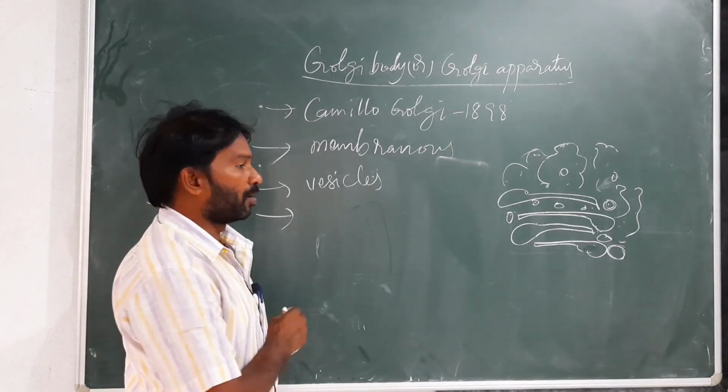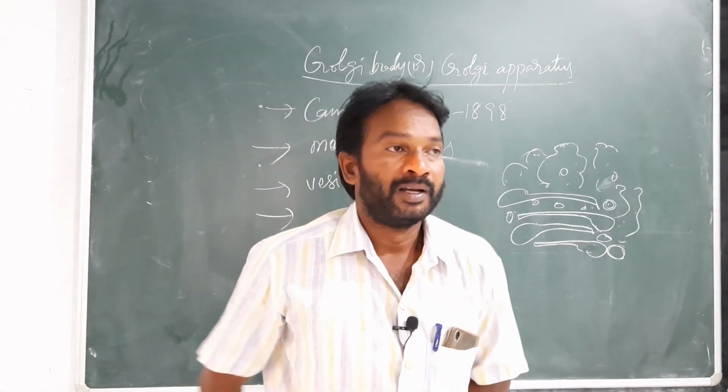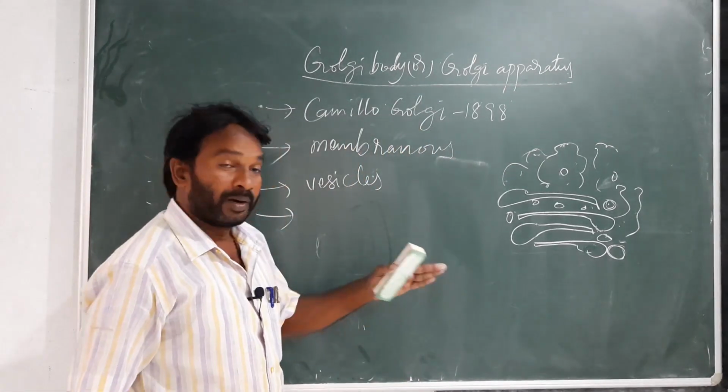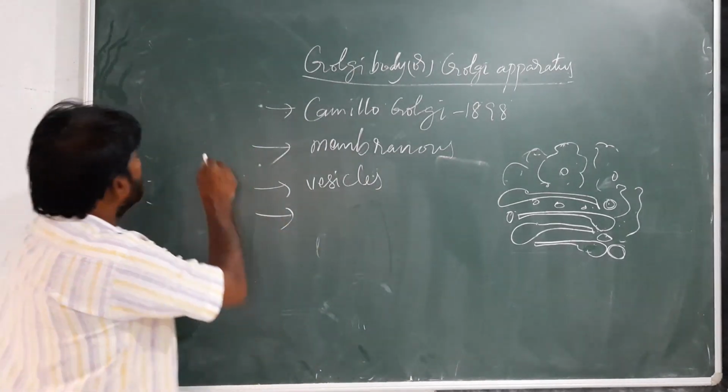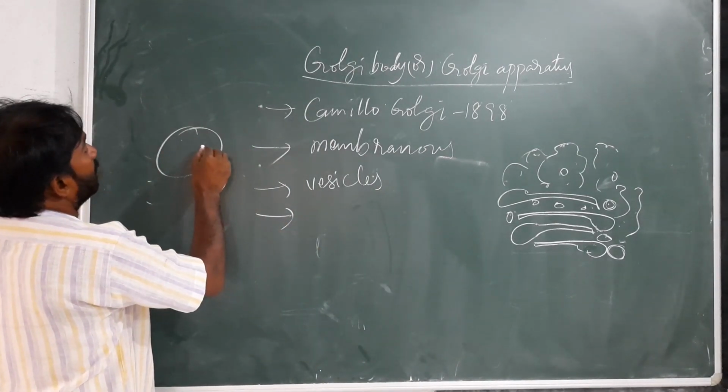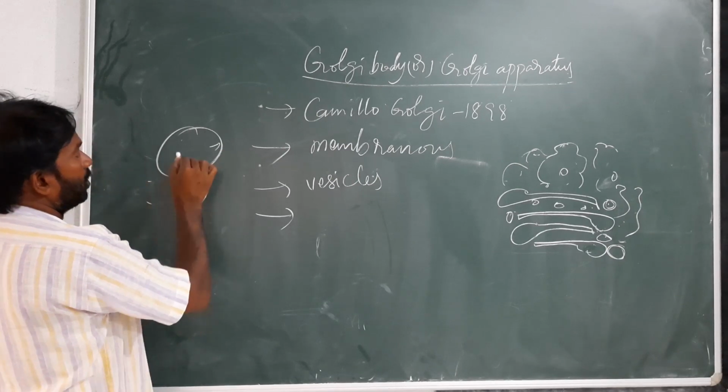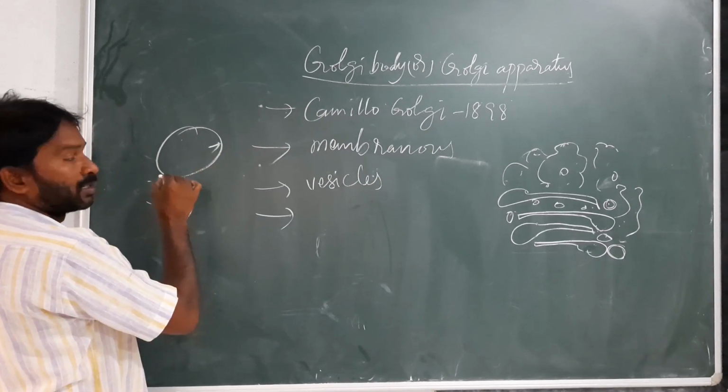Through the Golgi apparatus, for example, these are sent to the area near the membranes.